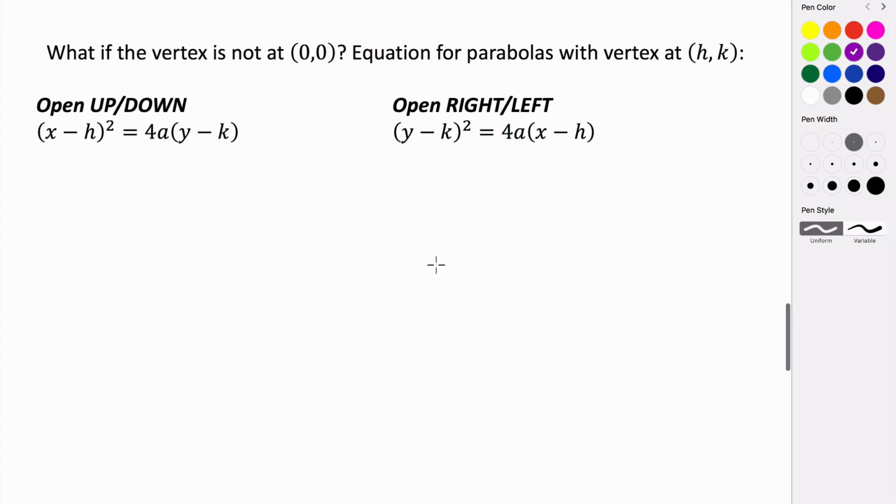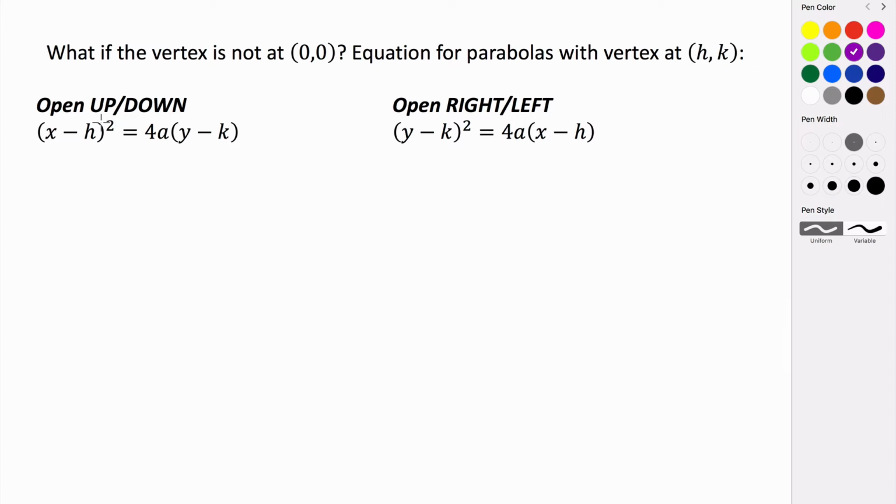So what about parabolas that do not have their vertex at the origin? So parabolas that have their vertex at h comma k will look like this. Basically, all we did is we took our regular equation and we just put in h and k in place of 0, 0. So this is the equation of a parabola that opens up or down.